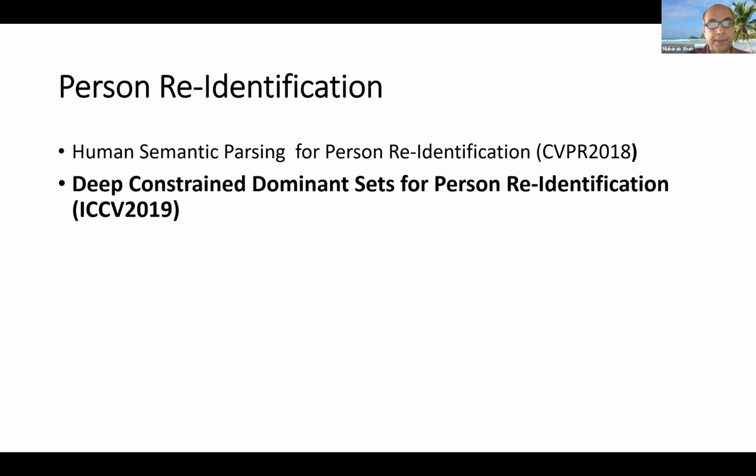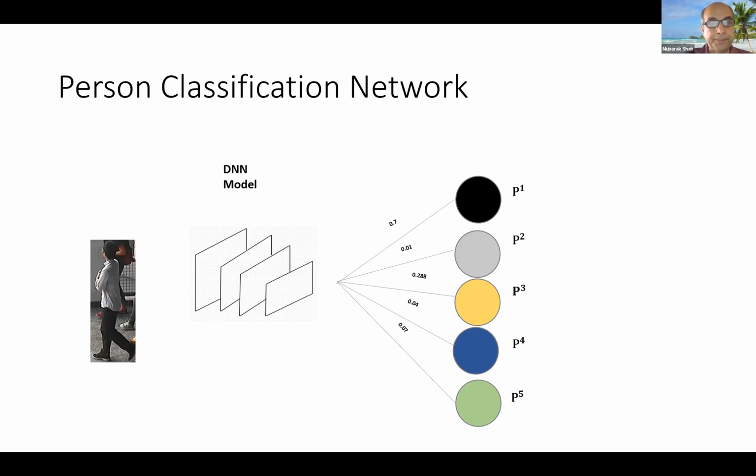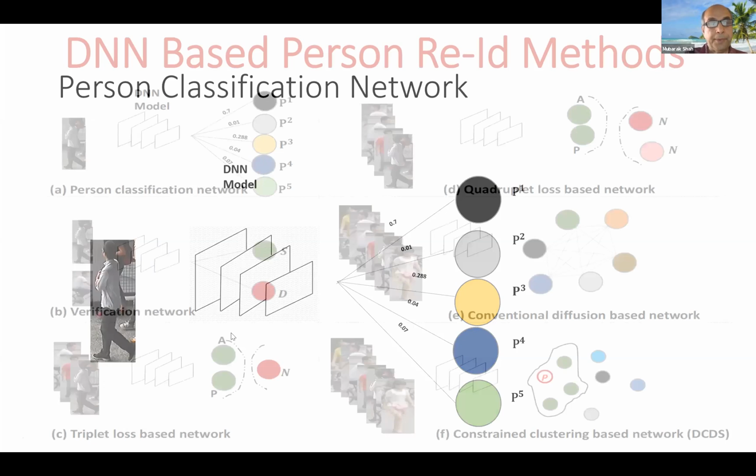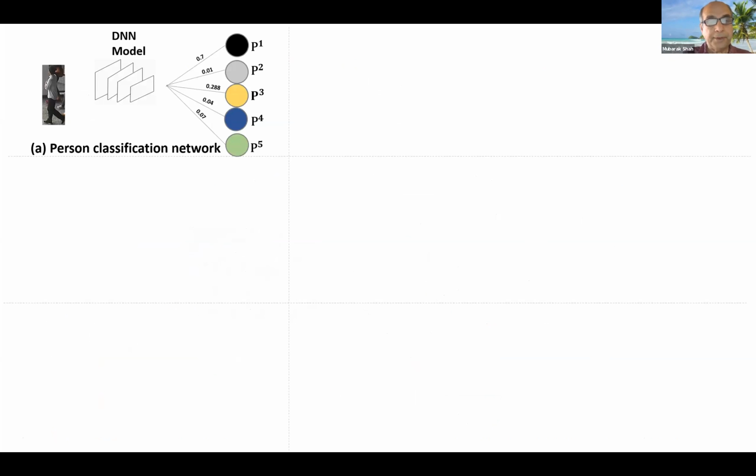Okay, so now let's go to the second piece, which was published last year in ICCV. Here, again, revisiting, as I explained earlier, that simple person classification approach is used for the re-ID problem. So we have an image and we know a number of examples for each person, their ID, and we want to use the training images to learn good features. That is the simplest one, the person classification network.